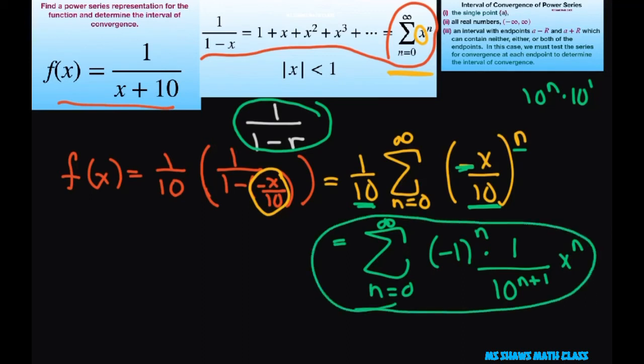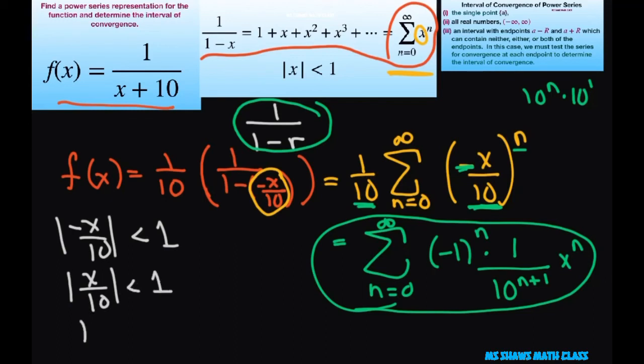For our purposes, we're going to look at this. For this to be convergent, the absolute value of negative x divided by 10 has to be less than 1. So that means the absolute value of x divided by 10 is less than 1. Cross multiply, that means the absolute value of x is less than 10. Once you have it in that form, your radius of convergence is 10.